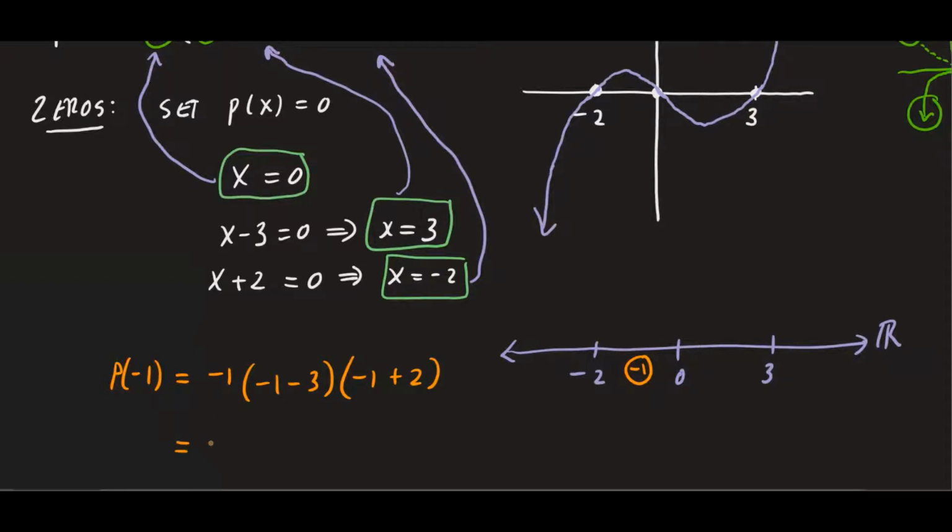So we have -1, let's call it a negative real. -1 minus 3 is another negative real. And then -1 plus 2 is a positive real. So 2 negative reals times a positive, your result is positive. So in the interval -2 to 0, it's positive. What does it mean to be positive? Positive means the graph lies above the x-axis.